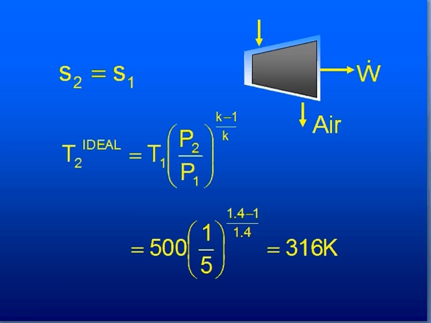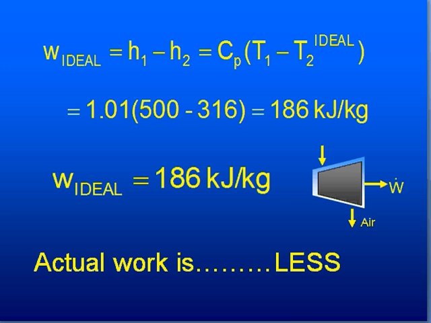So T2 ideal we calculate from our equation we developed earlier for isentropic processes for ideal gases at constant CP. Plugging the numbers in, we wind up with 500 K as it expands and work is taken out, dropping down to 316 K. So the ideal work per mass would be H1 minus H2, and that would be CP delta T, where T2 out is T2 ideal. So we calculate this would be 186 kilojoules per kilogram. That's the work we could get, but that is the most we could possibly get.